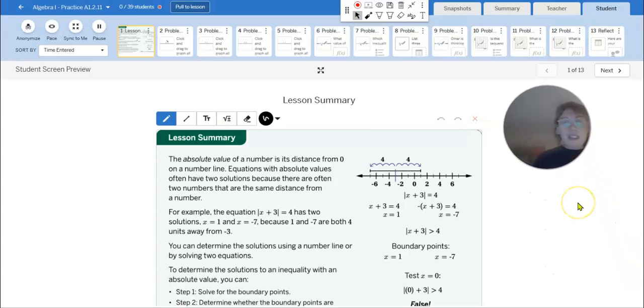Hello everyone, welcome. We are going to be looking at our practice for lesson 2.11. So on the first slide, as always, you'll see that lesson summary.